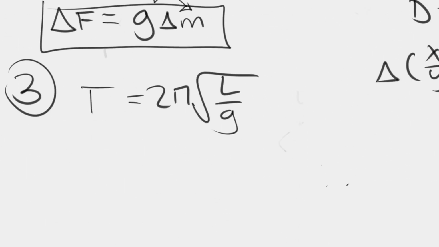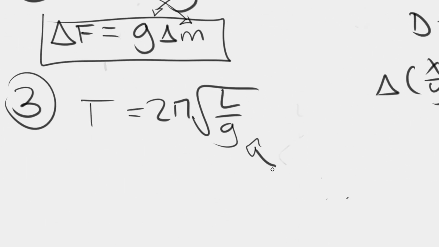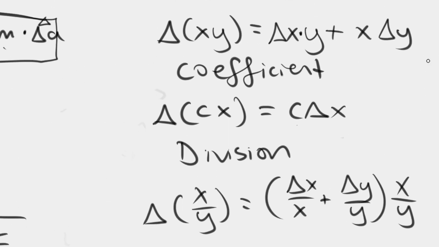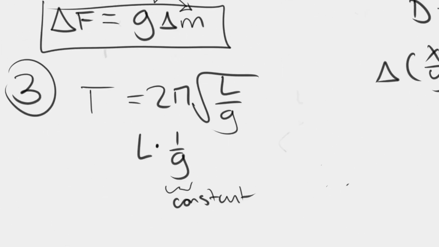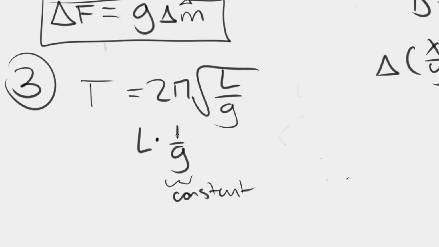But in this case, g is just a constant. When you have L over g, it's actually just L times 1 over g, and we just treat this thing as a constant. You could really just use your coefficient rule over here. So there's actually nothing much to worry about in this problem. The only thing that is sort of new, at least in terms of this video, is the square root rule, which is right over here.